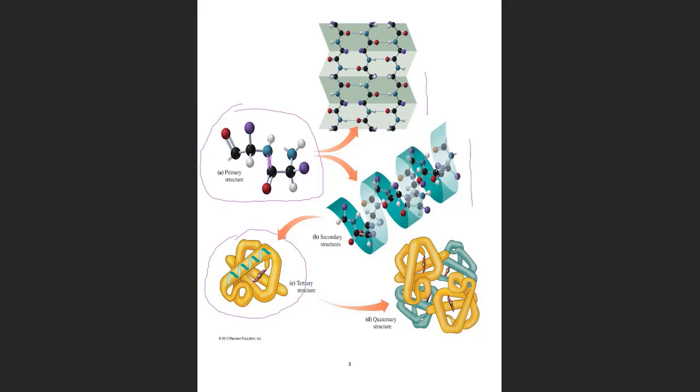And we said that that depends on the attractions and repulsions between the R groups. And then the last, the quaternary structure, here, you need different subunits that are held together in order to form that quaternary structure.